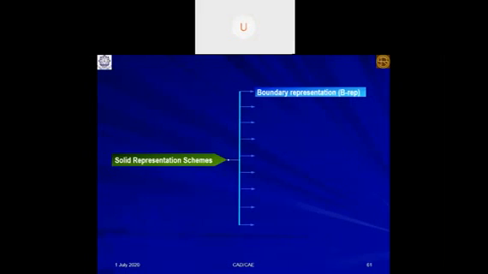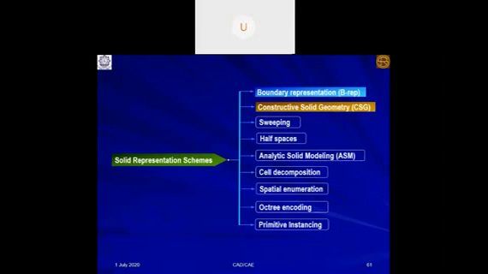Now there are different schemes in solid modeling techniques. From the software point of view, there is boundary representation modeling and constructive solid geometry. The other schemes are obsolete nowadays. These two solid representation schemes are used by most of the modern CAD software. One is the boundary representation, that is called B-rep. This is the technique by which the solid object can be represented. One is the boundary representation, another is constructive solid geometry, that means CSG.